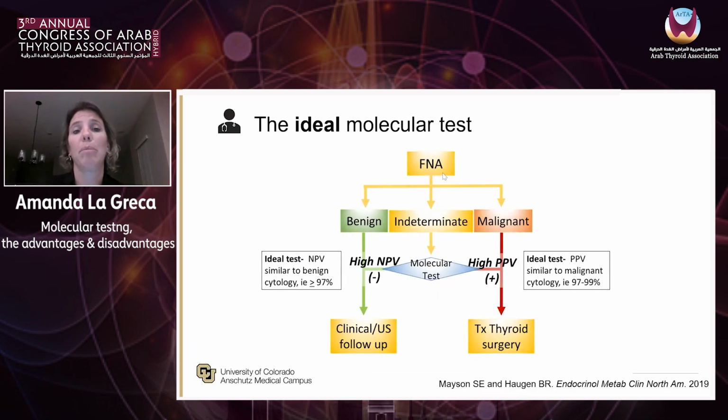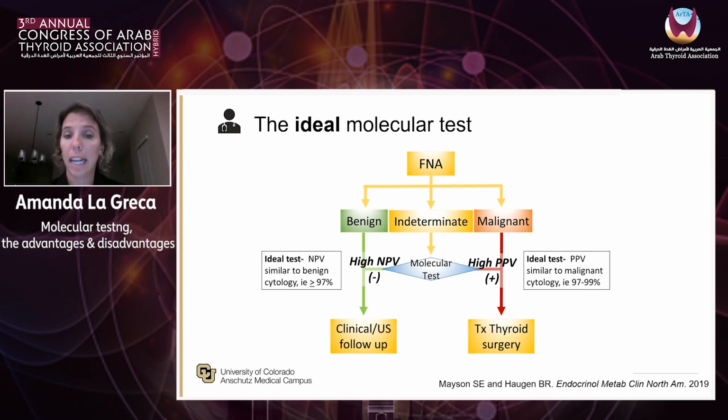So what is the ideal molecular test? When we perform an FNA, we have 3 main results: benign, which is Bethesda 2; indeterminate, with Bethesda 3 and 4; and malignant, which is Bethesda 5 and 6. The ideal molecular test should have a high negative predictive value. That means that the rate of malignancy is similar to a benign test, less than 3%, or benign cytology close to 97%.